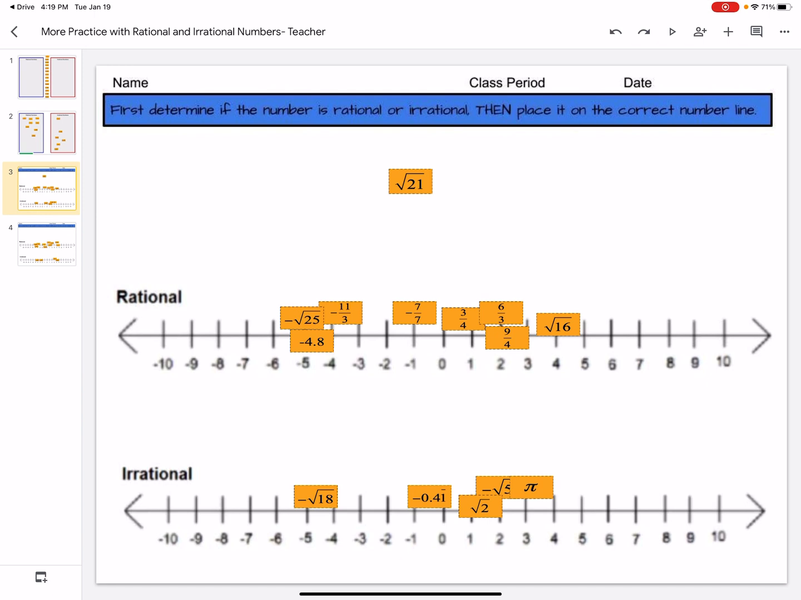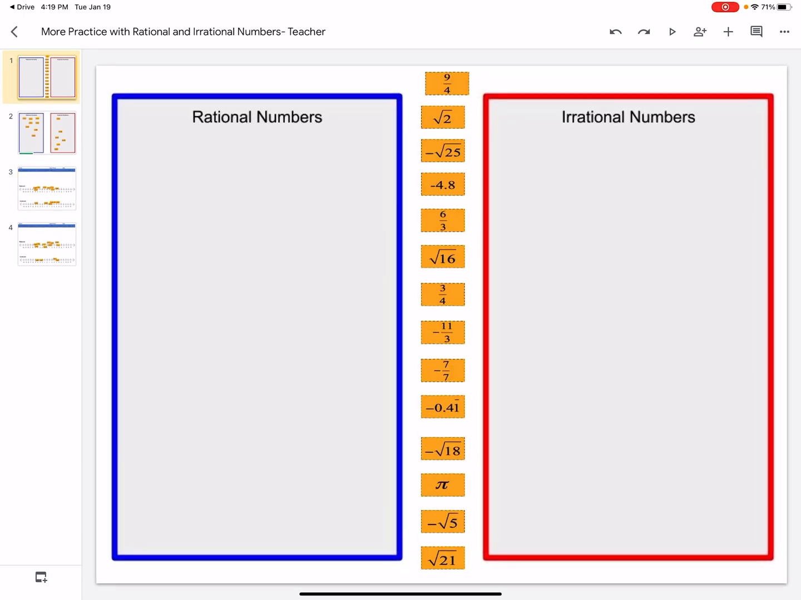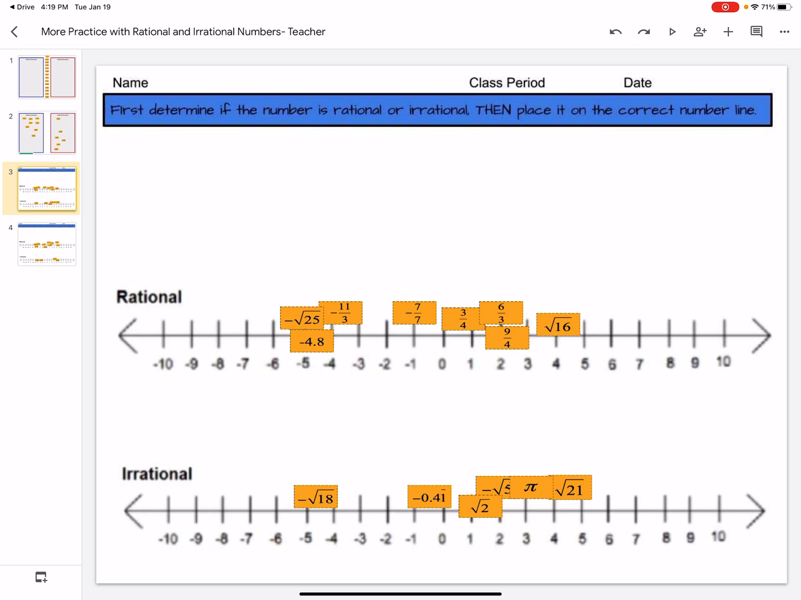So those are how we're doing it. You will have a practice assignment that does something similar with not quite as difficult of numbers. So I want you guys to make sure that you understand how to do it. The first thing you've got to do is sort them according to rational or irrational, and that will help you to place them on the correct number line.